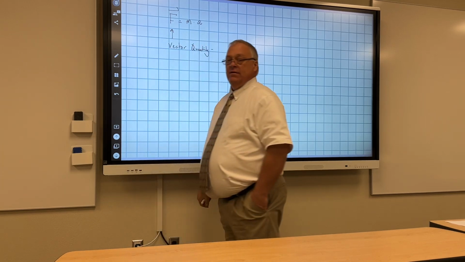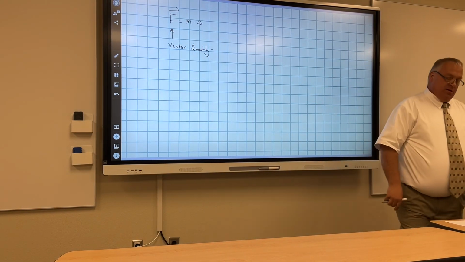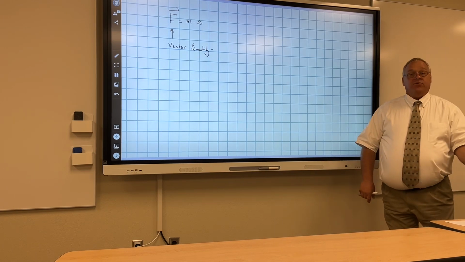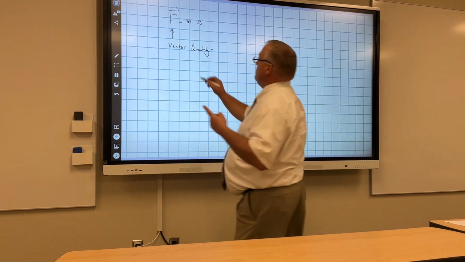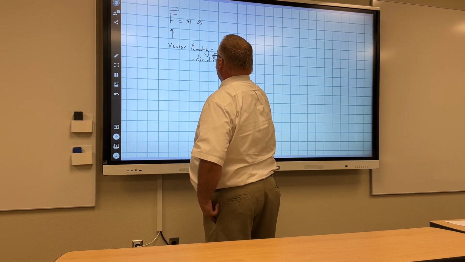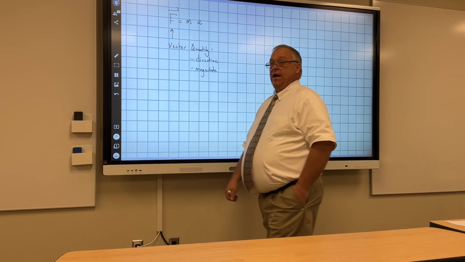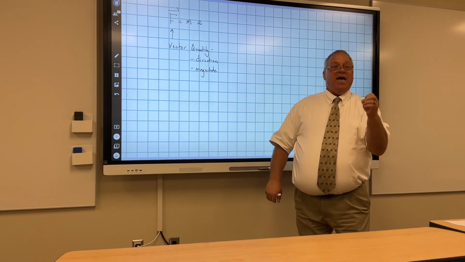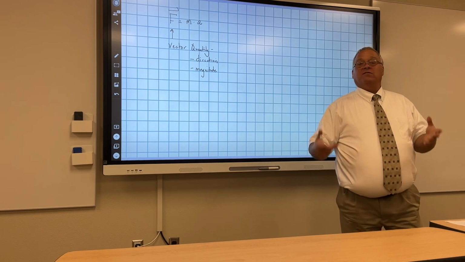Now, what does a vector quantity have that makes it different from any other type of quantity? Direction. Okay, it has direction. And it has magnitude. Okay, it's got to have both. It cannot have just direction, or just magnitude. It's got to have both.